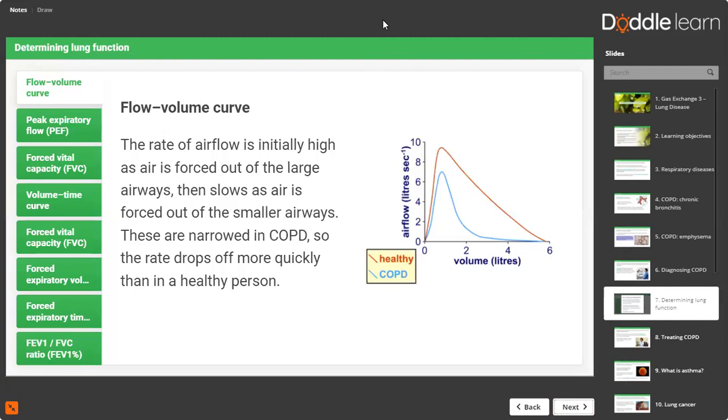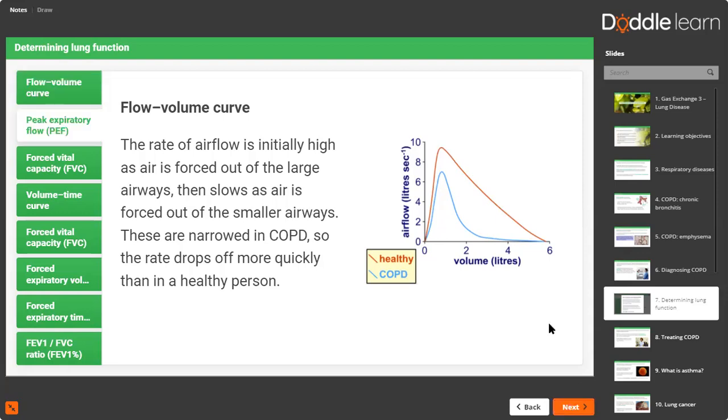So we look at the flow volume curve initially. The rate of airflow should initially be high as air is forced out of the lungs. So we can see that here, we've got the airflow rate being high, and then it slows as air is forced out of the smaller airways. That is our healthy person there. These are narrowed in COPD, so the rate drops off more quickly than in a healthy person, so the flow volume from high airflow to low airflow is a huge decrease, a lot quicker in someone with COPD. So again, if you had a result looking like this, that would be indicative of someone who has COPD.